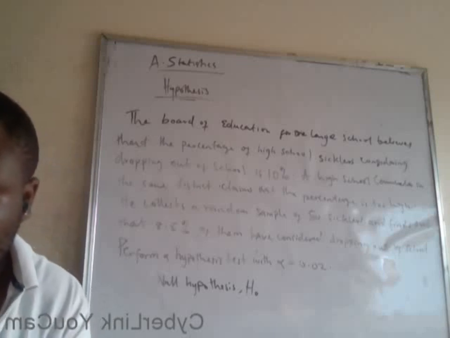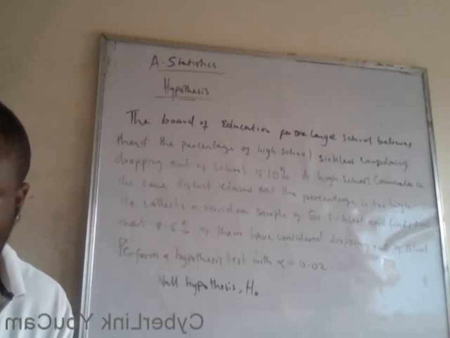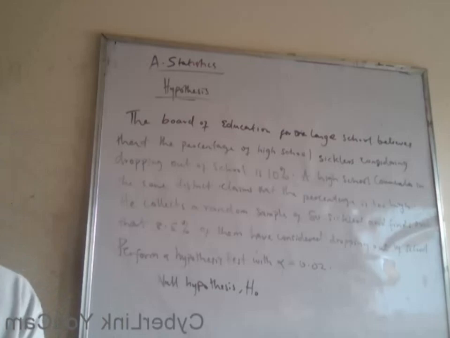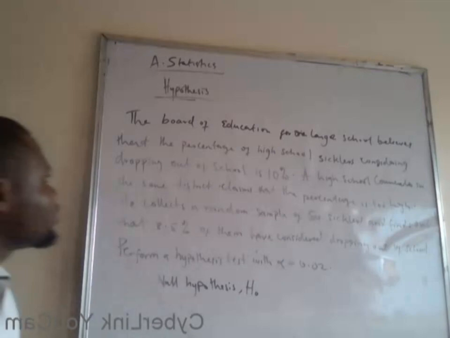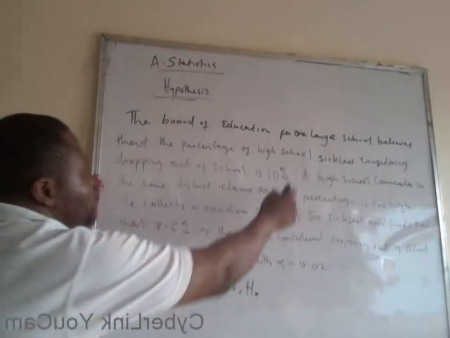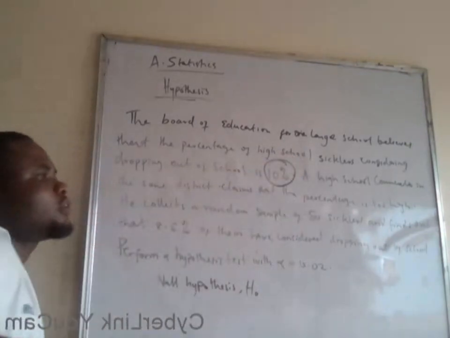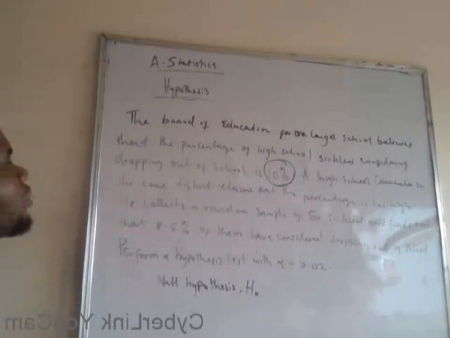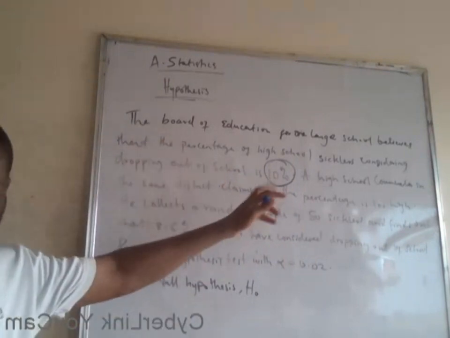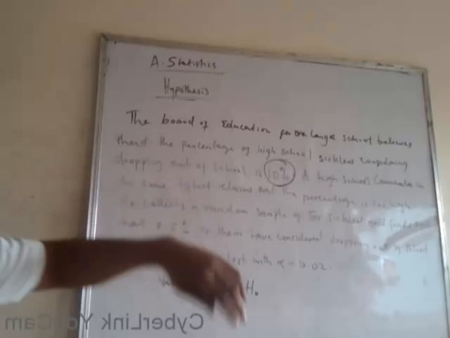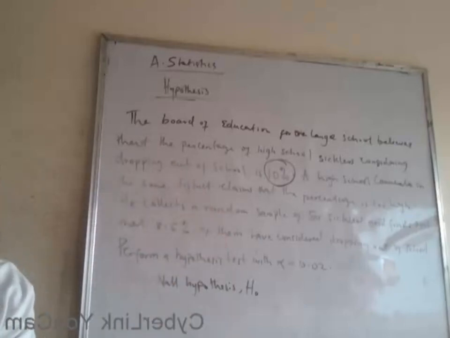The null hypothesis, like I said earlier, is a claim that nothing has changed in the population parameter, or the parameter that is assumed to be true. Now, from this particular question, the null hypothesis is 10%. It is the claim by the Board of Education.